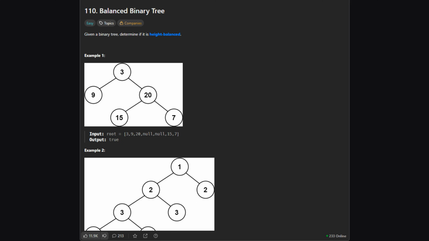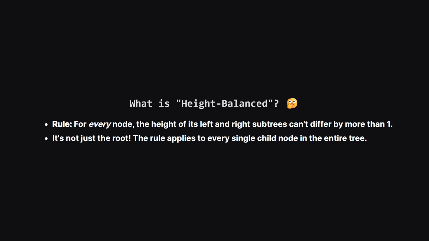We are given a binary tree, and we need to determine if it is height balanced. But what does that actually mean? Let's break down the definition. So the rule is pretty strict. For every single node in the tree, we look at the height of its left branch and its right branch. If they differ by 0 or 1, that node is okay. But if the gap is 2 or more anywhere in the tree, then the whole tree is considered unbalanced.